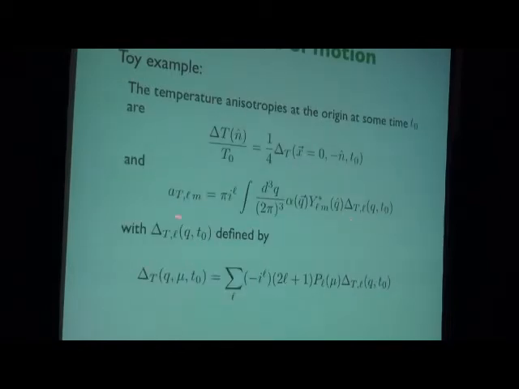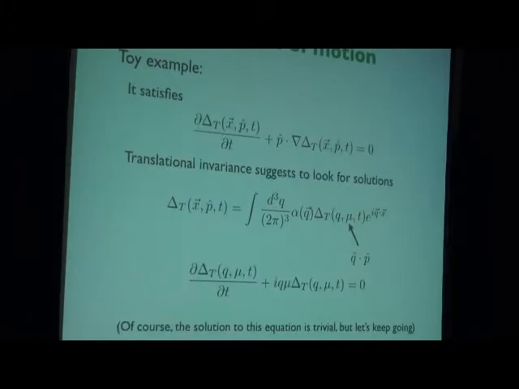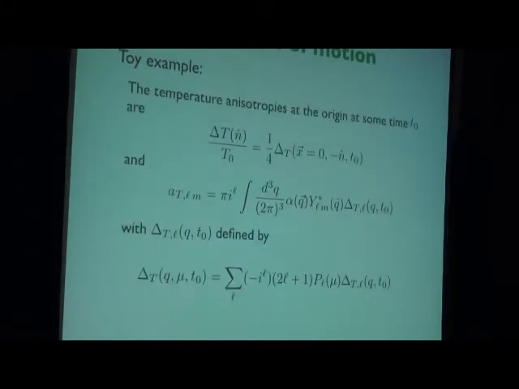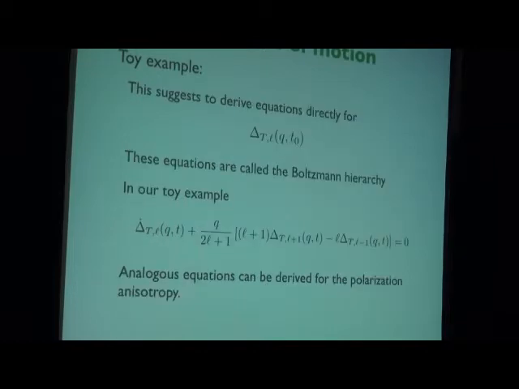Here you see that the quantity we're interested in for the CMB really involves only these coefficients, delta T sub L. And this suggests that you should write down an equation directly for these guys. And you can do it. We know what the differential equation is that this guy satisfies. We can just plug this expansion into this differential equation and derive a differential equation directly for the delta T sub L's. And this, in our toy example, just becomes this differential equation, which is called the Boltzmann hierarchy in this case.